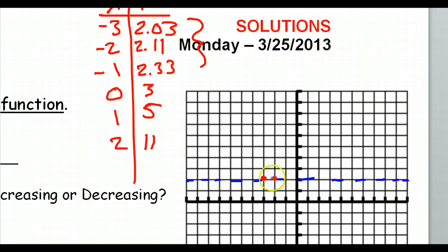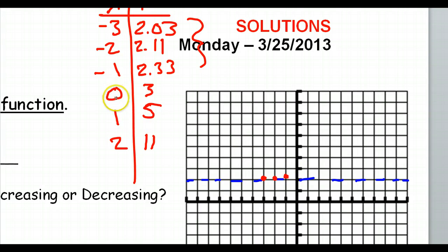The -2, 2.11, same thing. All right, it's basically going to appear to be touching the line, but in reality, the curve never reaches the asymptote. -1 is 2.33. Okay, so that's a little bit of a visible rise.